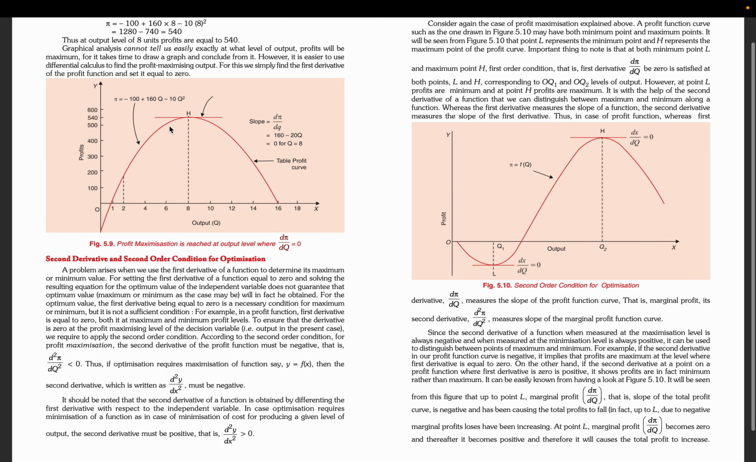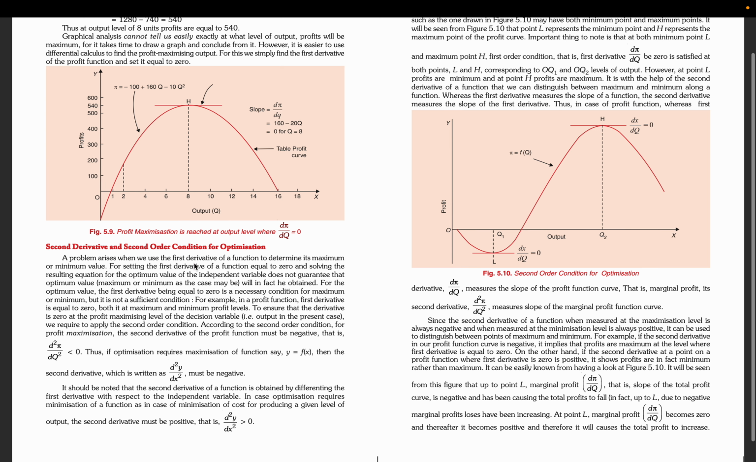Graphical analysis cannot tell us easily exactly at what point of output profits will be maximum, for it takes time to draw a graph and conclude from it. However, it is easier to use differential calculus to find the profit maximizing output. For this, we simply put the first derivative of the function equal to 0, and whatever value you get is the output at which the profit is going to be maximum. Then you put it back in the profit function to find out the maximized level of profit that you're getting at that particular level of output.